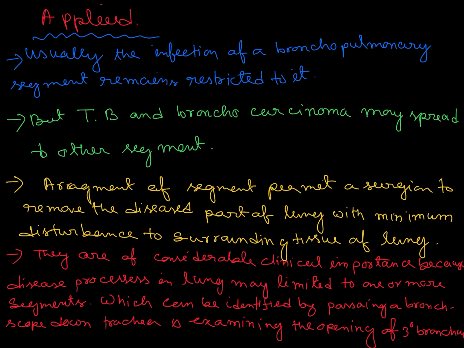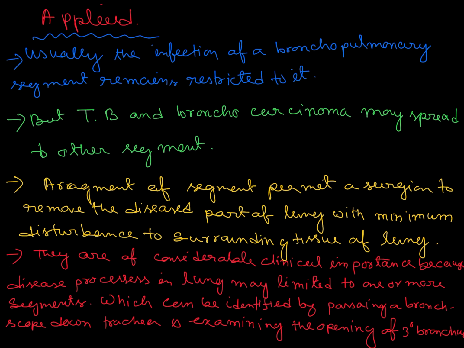The applied aspects of the pulmonary segment: usually the infection of a pulmonary segment remains restricted in it. Meaning, if infection occurs in one segment, usually it is restricted to that segment only. But in tuberculosis and bronchocarcinoma, it may spread to other segments.